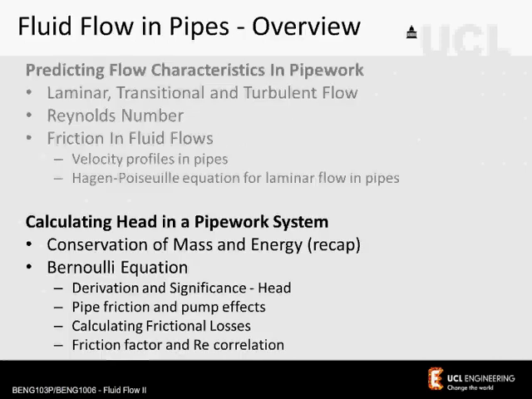Just to recap what we've been doing in this section so far, we've already looked in the last video and in the tutorials at predicting flow characteristics in pipework, including laminar, transitional and turbulent flow, the Reynolds number and friction in fluid flows. In this video today we'll be looking at how to calculate head in a pipework system. Before we do that, we'll have a quick recap of conservation of mass and energy, which underpins the Bernoulli equation. Then we'll look at how the Bernoulli equation is derived and what it signifies, and then how to use it to calculate pipe friction and frictional losses as well.